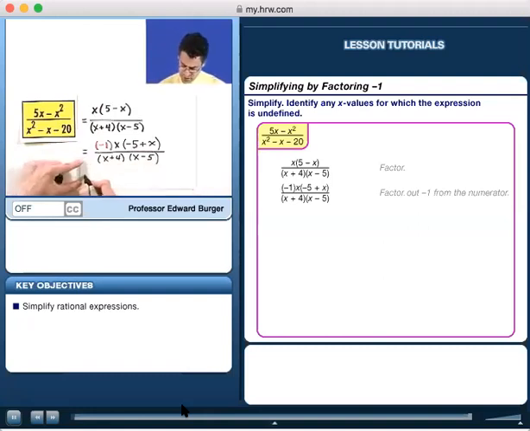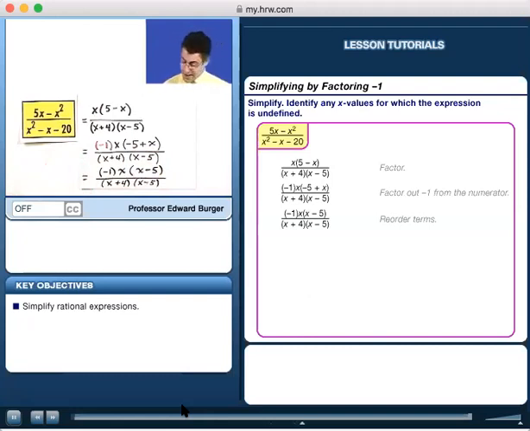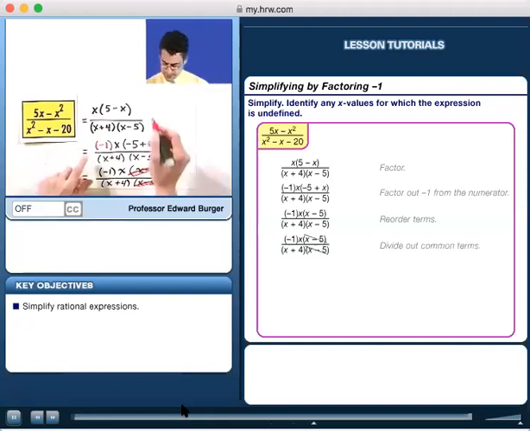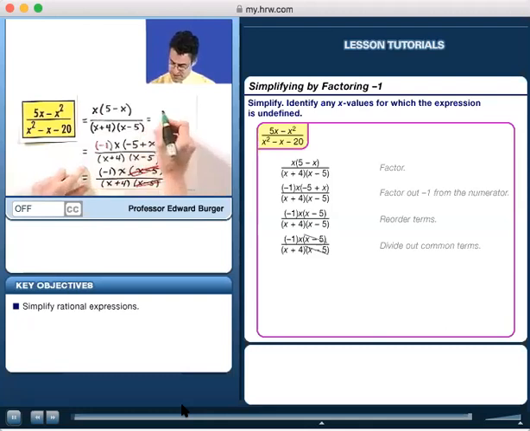And maybe to show detail, let me do one more step here. So I've got the negative 1 times x, and here let me just rewrite this, because since it is an addition, I can write it in any order I want. So I'll write x minus 5. And now we can see that I have a common factor in the numerator and denominator of x minus 5. It's a common factor, so I can cancel, simplify. And so what am I left with? I'm left with just the numerator of negative 1 times x, which is negative x, divided by x plus 4.